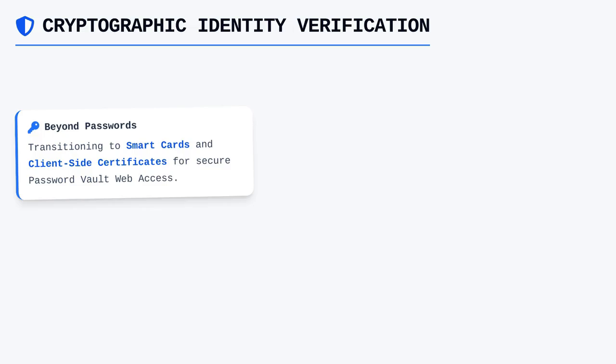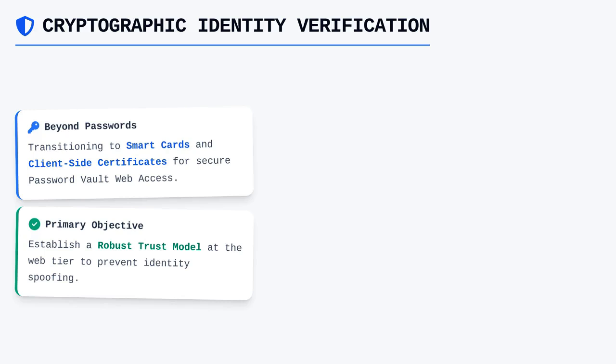When we move beyond simple password-based authentication, we often look toward cryptographic evidence to prove identity. In the context of CyberArk, this usually involves leveraging smart card authentication or client-side certificates for password vault web access. The primary goal is to ensure that the authentication process at the web tier is backed by a robust trust model. This requires careful consideration of how you deploy your certificate templates within your environment.